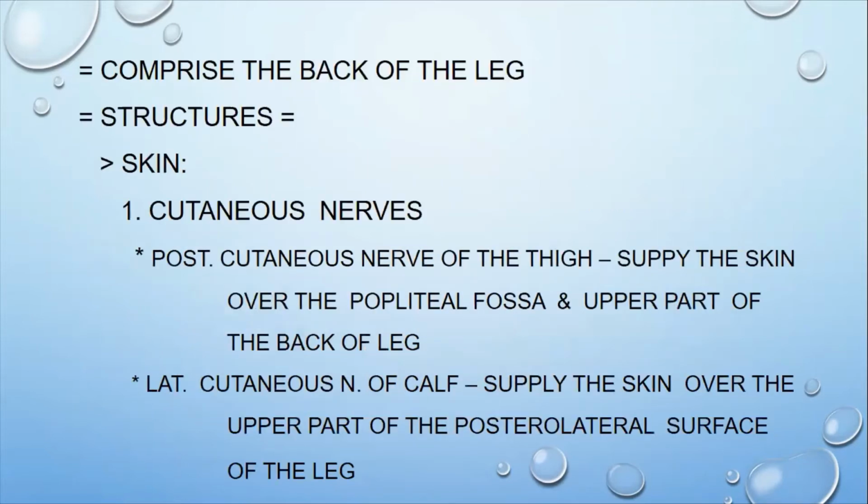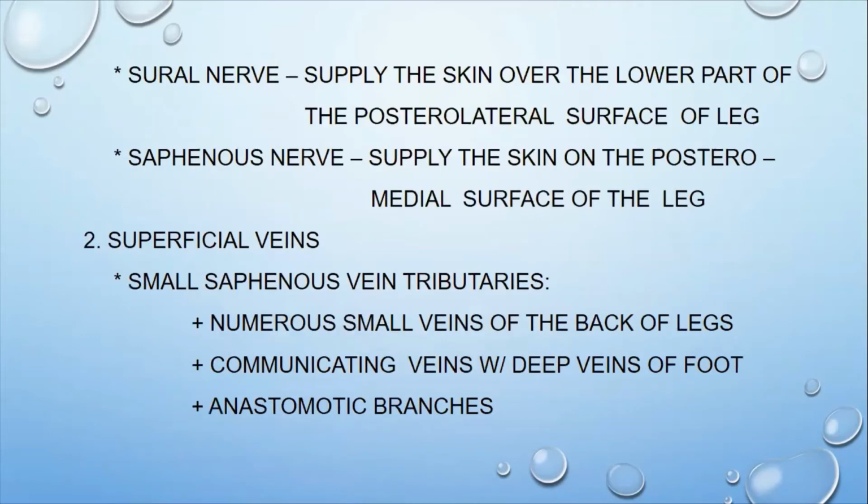If you will notice, the skin on the upper part of the posterolateral surface of the leg will be supplied by your lateral cutaneous nerve of the calf, while the lower part of the posterolateral surface of the leg will be supplied by the sural nerve. But the posteromedial surface of the leg, both the upper and the lower, will be supplied by your saphenous nerve. Then you will have superficial veins.